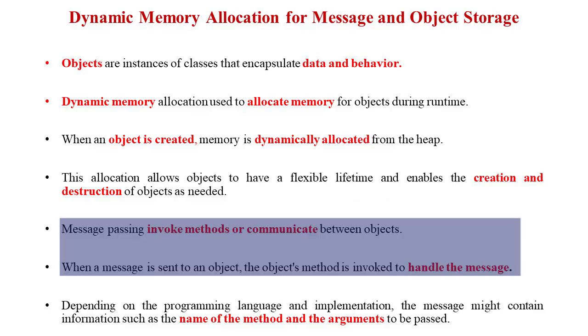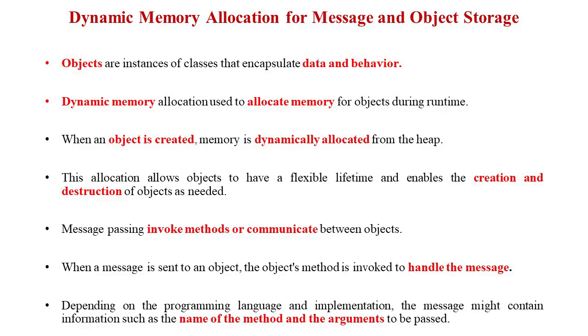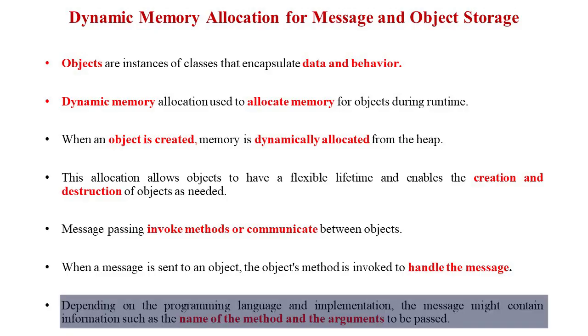Message passing is a mechanism used in object-oriented programming to invoke methods and also to communicate between objects. When a message is sent to an object, the object's method is invoked to handle the message. Depending on the programming language and implementation, the message might contain information such as the name of the method and arguments to be passed.